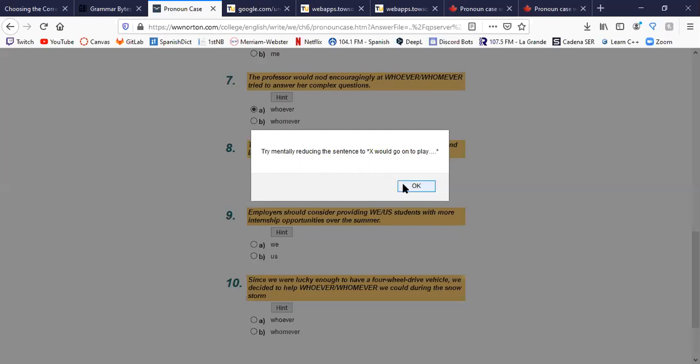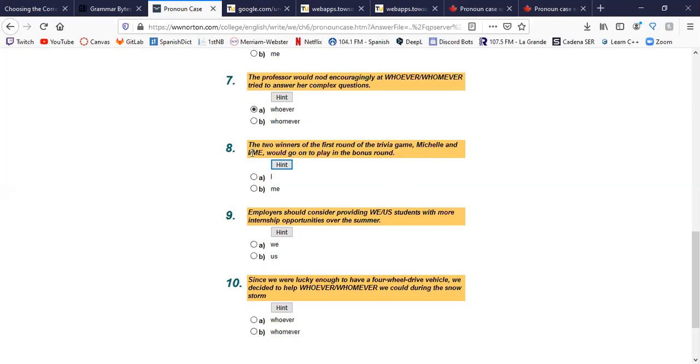So going back to this previous sentence, ignore the first part of the sentence. Pretend that this part doesn't exist. And pretend that the comma here isn't there. So here you just have Michelle and I or me would go on to play in the bonus round. So that should make things easier. And if that still doesn't make any sense, go ahead and further remove Michelle and the word and. So now you should have your answer. You just have this part right here. What would make sense, I or me? So pause the video and think.